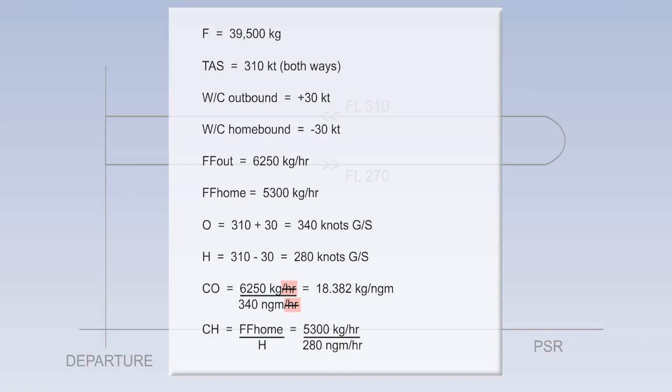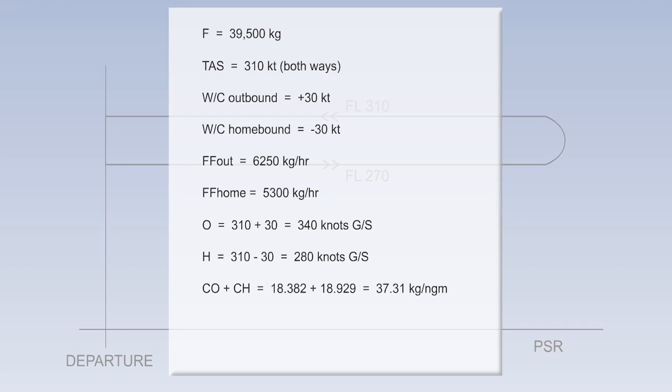We apply a similar logic to CH. It is 5,300 kilograms per hour homeward, divided by 280 knots ground speed home. Again, the per hours cancel, this time giving us 18.929 kilograms per nautical ground mile. So, CO plus CH, the bottom line of our equation, comes to 18.382 plus 18.929 kilograms per nautical ground mile, which totals 37.31 kilograms per nautical ground mile in both directions.